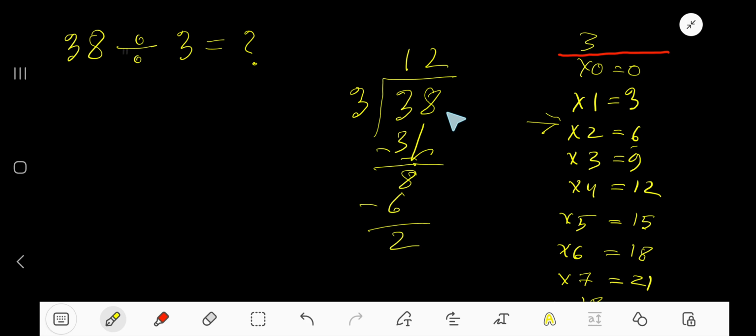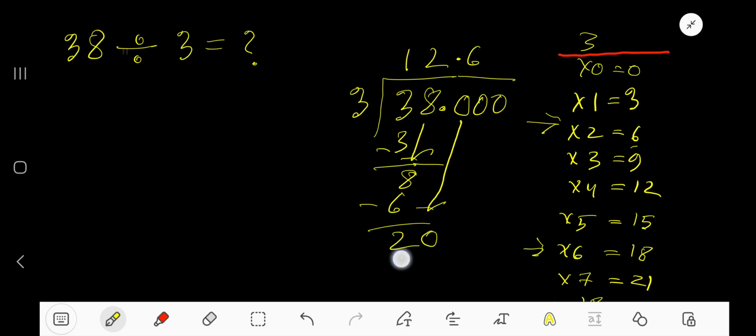To write your answer in decimal form, put a decimal here, then you are allowed to take any number of zeros. Bring down the first 0, but before this 0 the decimal must come to the quotient directly. 3 goes into 20 how many times? 7 times is 21, which is greater, so we need to stop here, 6 times.